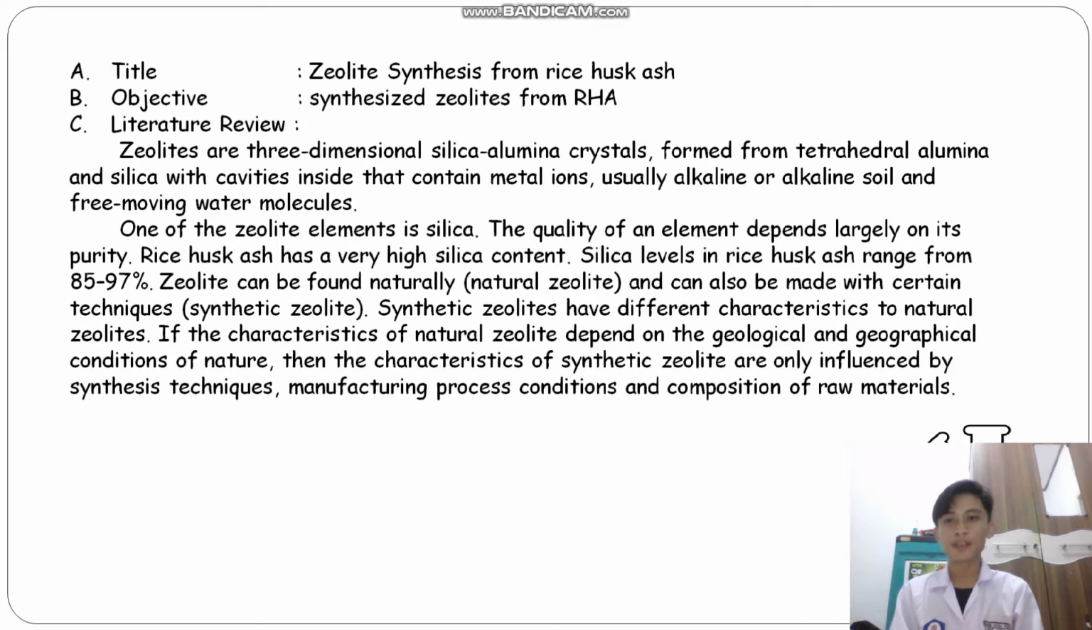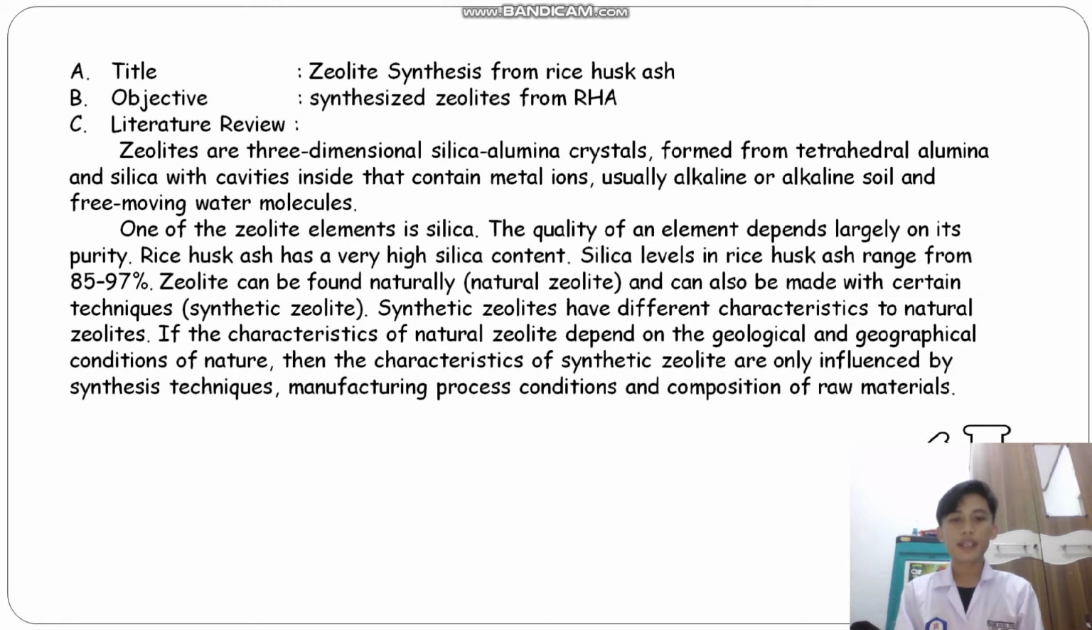C, literature review. Zeolites are three-dimensional silica-alumina crystals formed from tetrahedral alumina and silica with cavities inside that contain metal ions, usually alkali or alkaline earth, and free-moving water molecules. One of the zeolite elements is silica. The quality of an element depends largely on its purity. Rice husk has a very high silica content. Silica level in rice husk ranges from 85 to 97%.